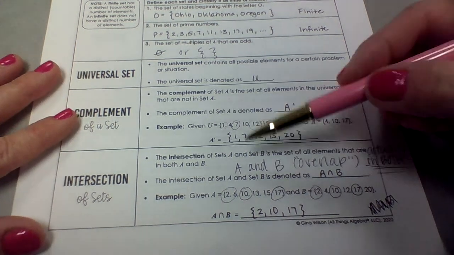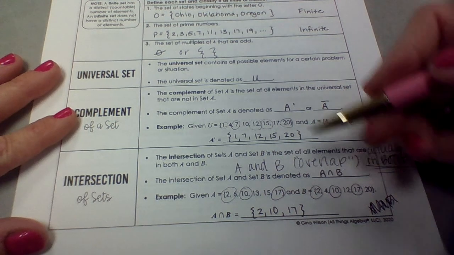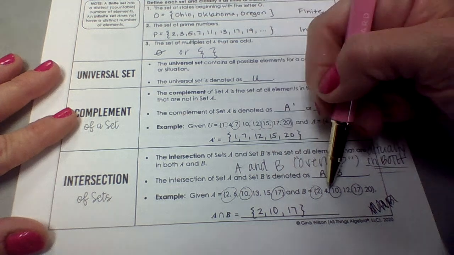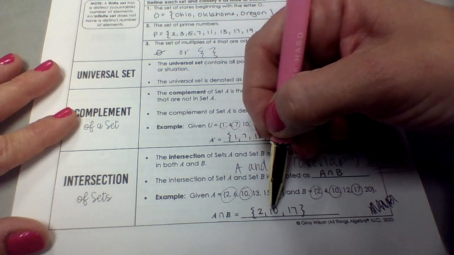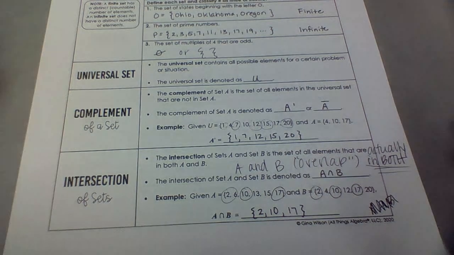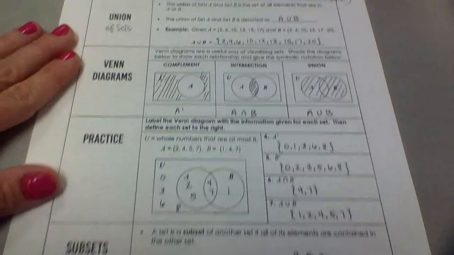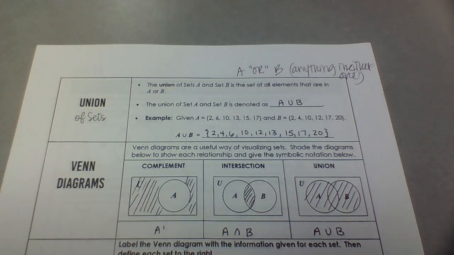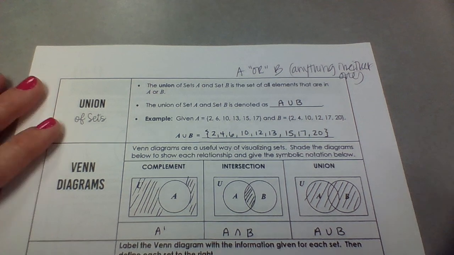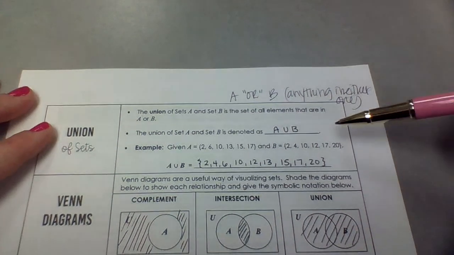I just wanted to remind you of what some kids did. The intersection of set A and B is denoted A and B right here. So given set A and set B, you have to put what numbers are actually in both. That would be 2, 10, and 17. All right, so the union is like an or statement. Ands and ors, like inequalities back in Algebra 1. That means anything in either one works.